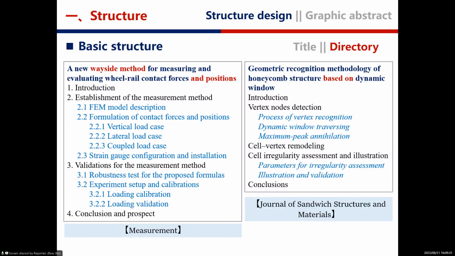The right side depicts a visual detection work on geometric recognition of honeycomb structure by dynamic window when manufacturing honeycomb products. You can see for this journal, the directory requirements are totally different, but we can understand clearly following its main line, from color code detection to cell node remodeling, and finally to the irregularity assessment according to the confirmed cell node relationship. This work is also published in a JCR Q1 journal years ago.